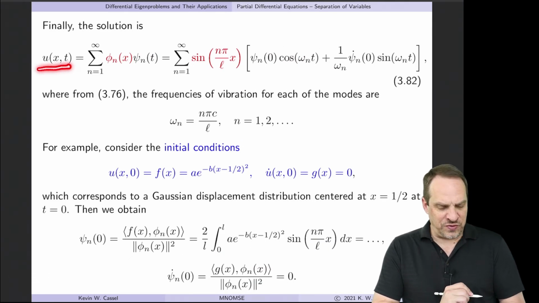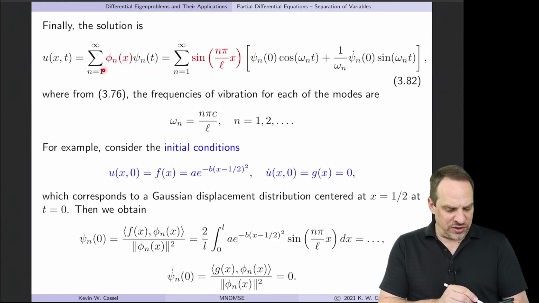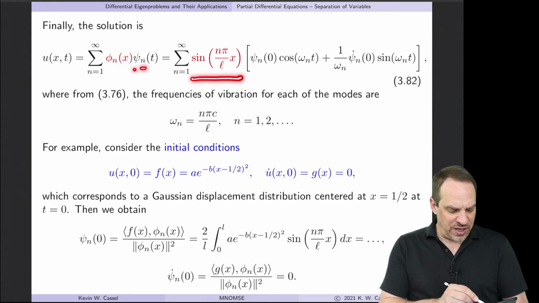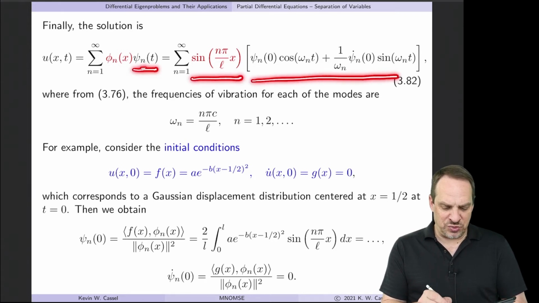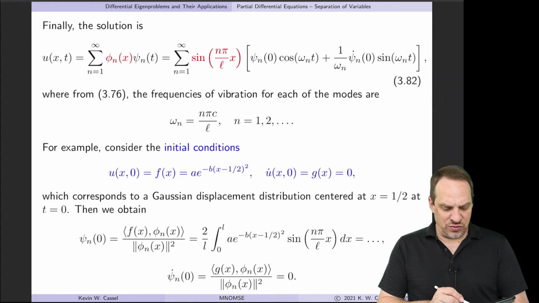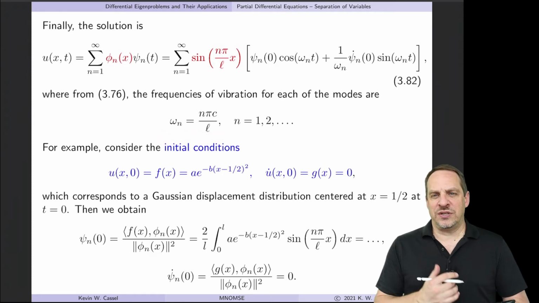U as a function of x and t is the sum of the phis times the psis, where again the phis are the spatial mode shapes, and the psis take care of the temporal dependence. We know the phis, those are the eigenfunctions, sines of n pi over L times x, and then the psi is this expression here, which is straight off the last slide. The omegas, which are the natural frequencies of vibration and related to the eigenvalues, are n pi c over L. Okay, so let's take a look at a specific example.